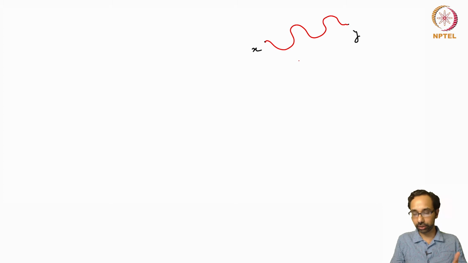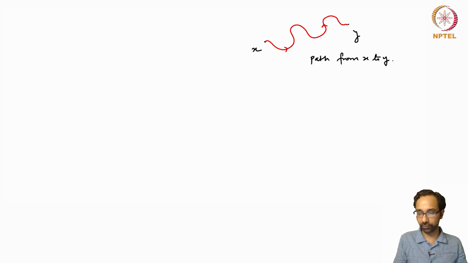So you can think of a path, let's say this is X and this is Y. You can think of a path as some kind of continuous curve that joins these 2 points. Now the direction of this curve goes from X to Y. Okay, so it starts from X and goes to Y. So this is called a path from X to Y, and this curve is precisely given by the function f.